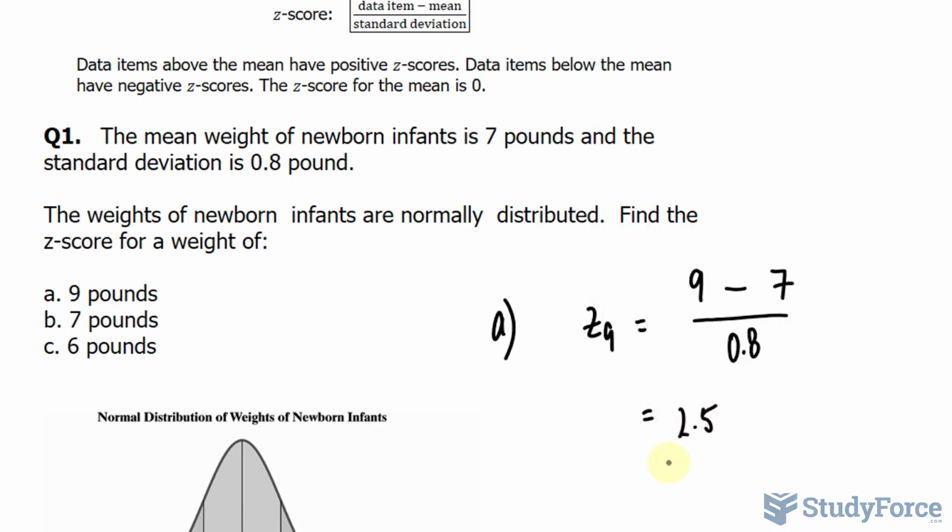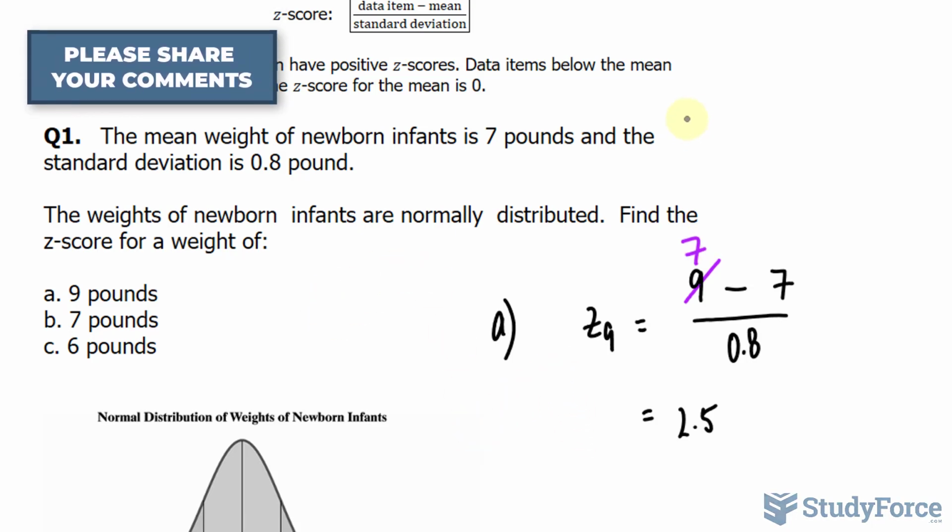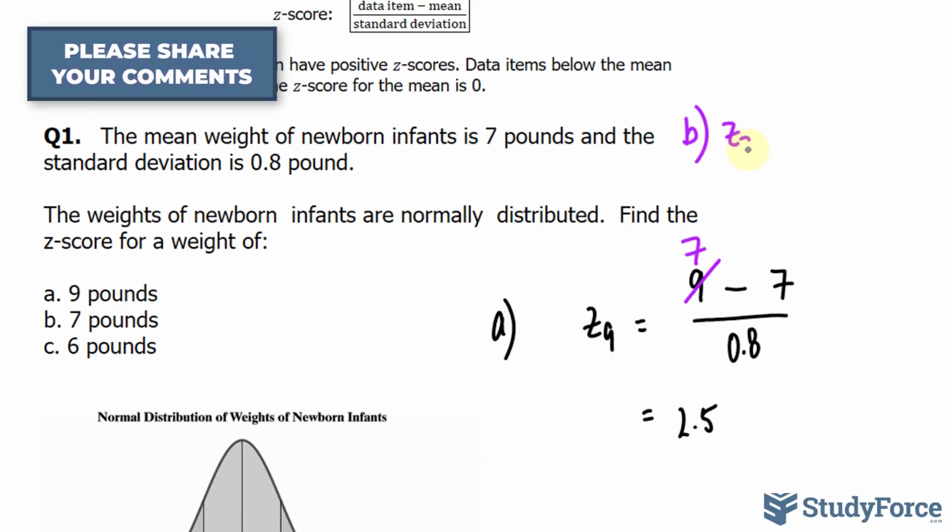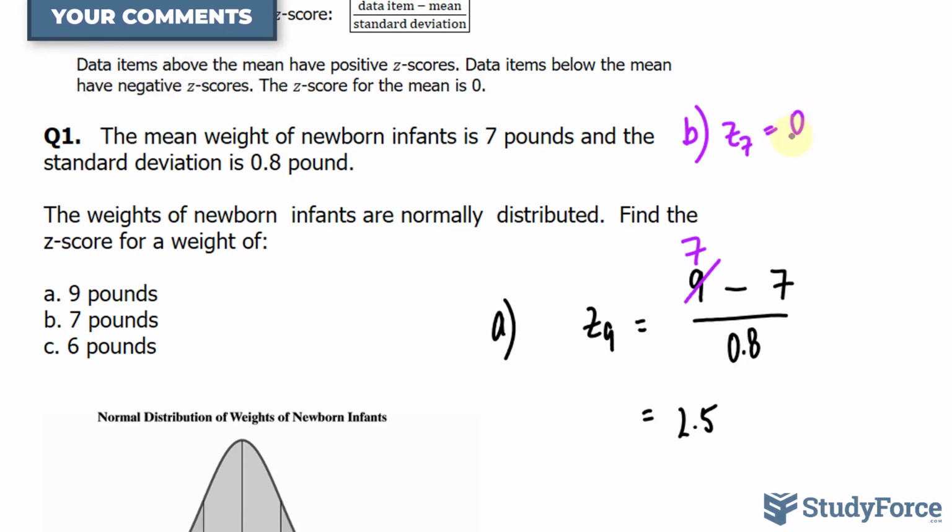Let's move on to B. This time, our data item is 7. 7 minus 7 is 0, divided by 0.8 is 0. So I'll write down for B, z sub 7 is equal to 0.